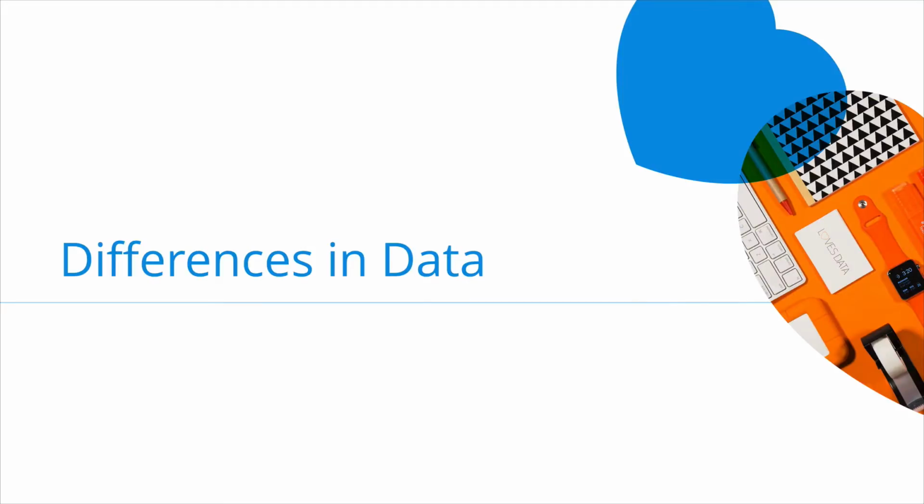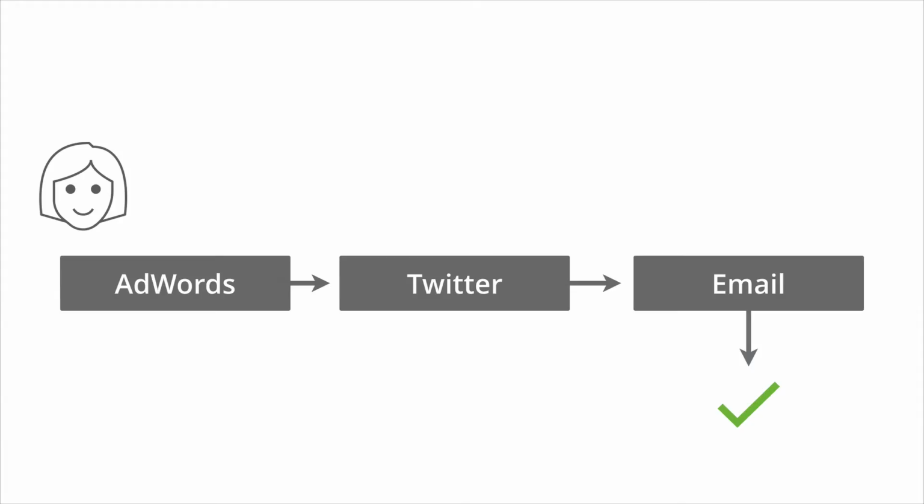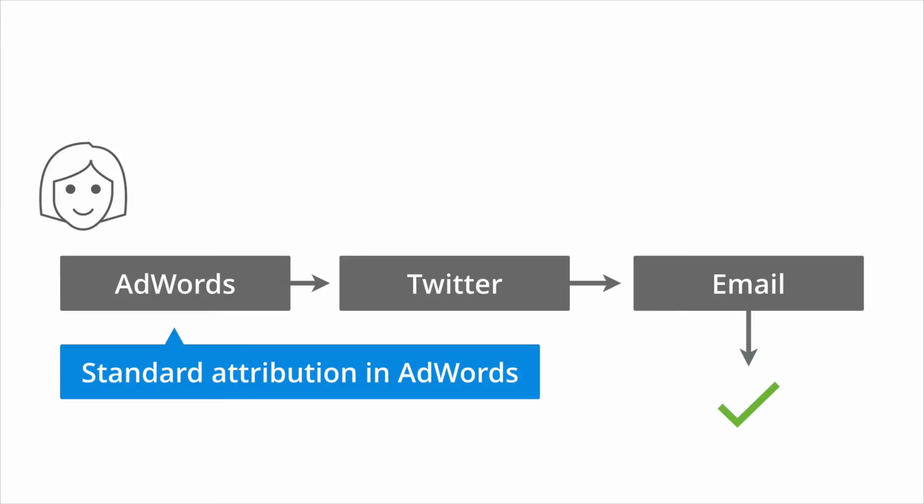Before we look at how to set up AdWords conversion tracking, I want to cover the difference you might find when you look at the data inside Google AdWords compared to Google Analytics. The differences we see in data are generally the result of attribution. In this example, we can see that someone first came to our website from AdWords, then they came from Twitter before finally converting from one of our email campaigns.